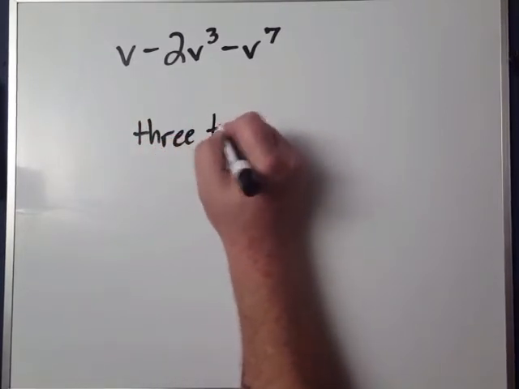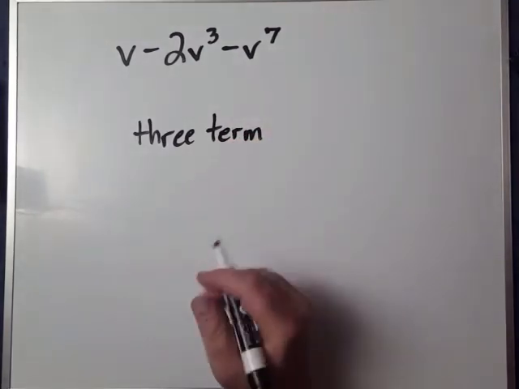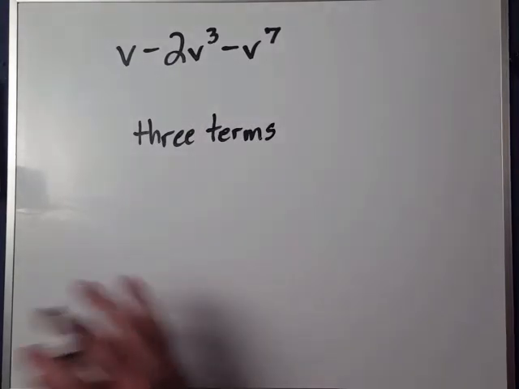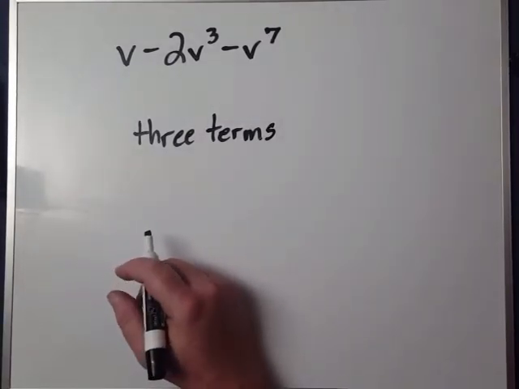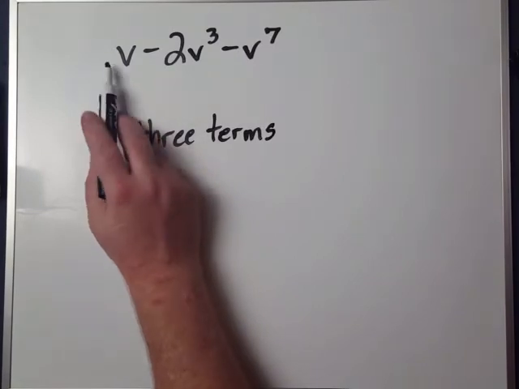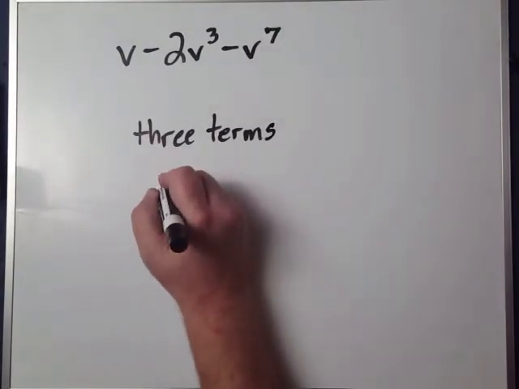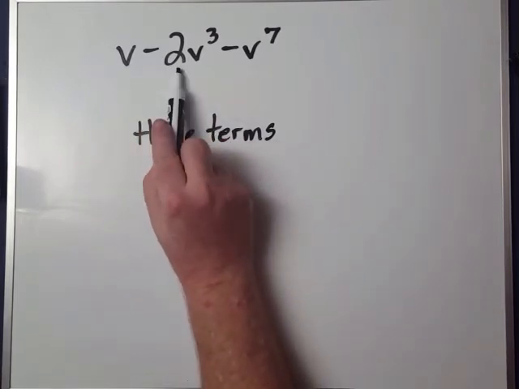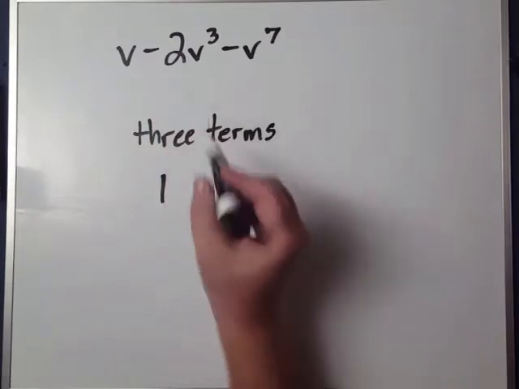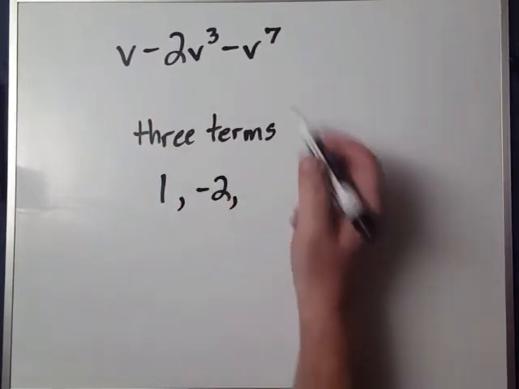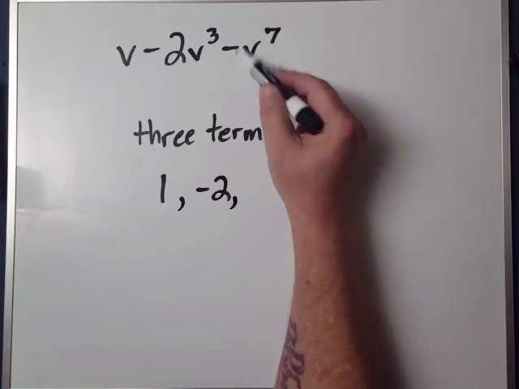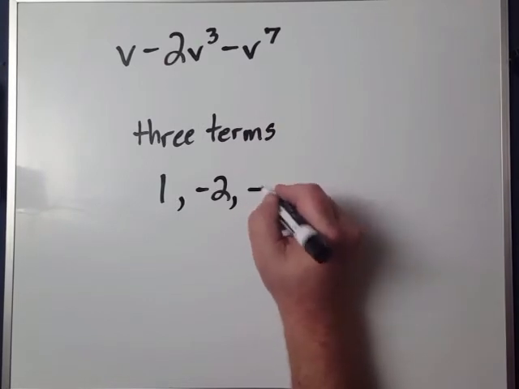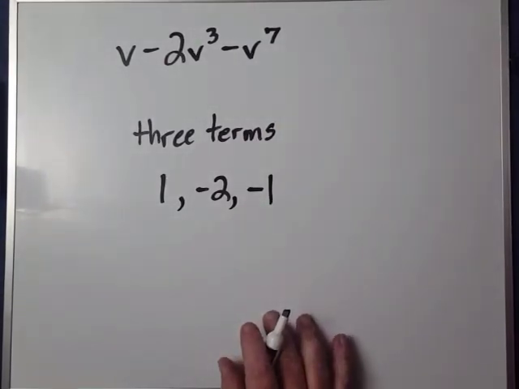3 terms. She did not ask me to classify, but I know I could call that a trinomial. And then she said, give me the coefficients of those terms. The coefficient on the first term, what's out in front of this v? We can't see it, but we know there's a 1. The coefficient on this middle term, signs belong to their terms, so the coefficient is negative 2. The coefficient on this last term, you can't see the 1, but it's there, and signs belong to their terms. Coefficient on that last term is negative 1.